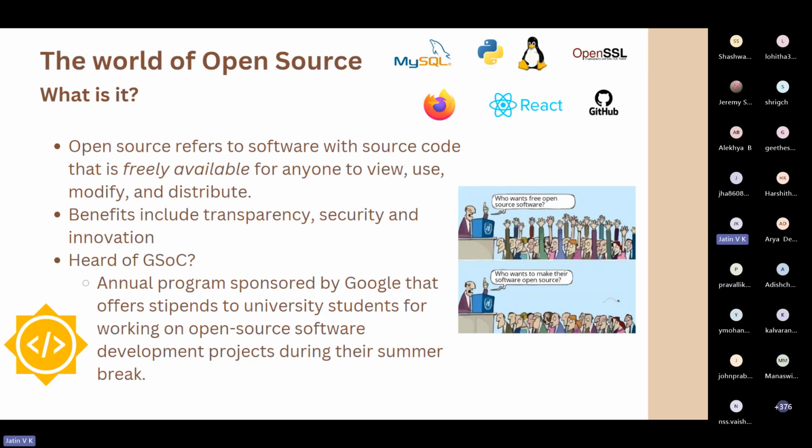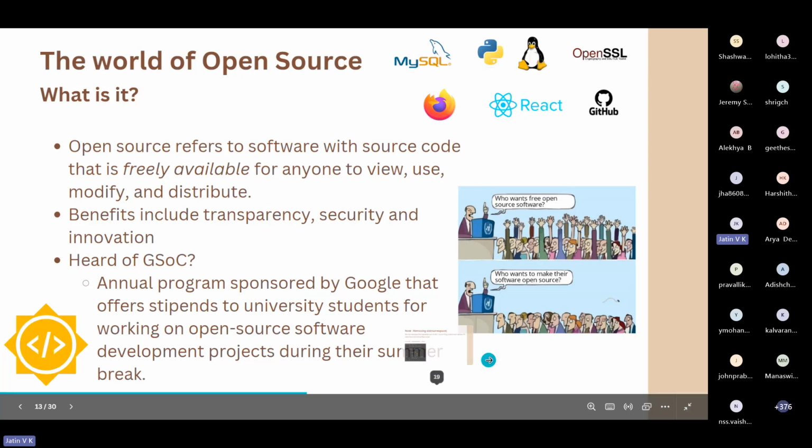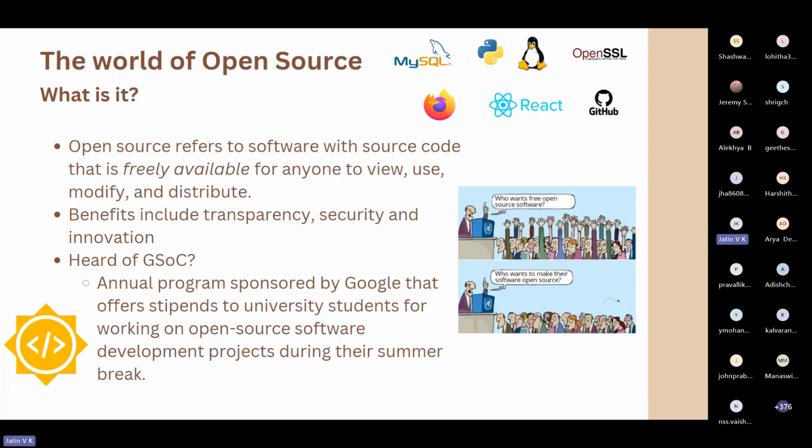So GSOC is an annual program sponsored by Google, which promotes open source collaboration within colleges. They offer stipends to university students working on open source software during the summer break. What exactly happens is they list a number of companies which have agreed to be part of GSOC, and then you go through these companies and their products.